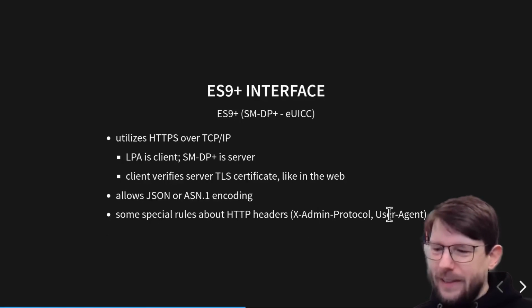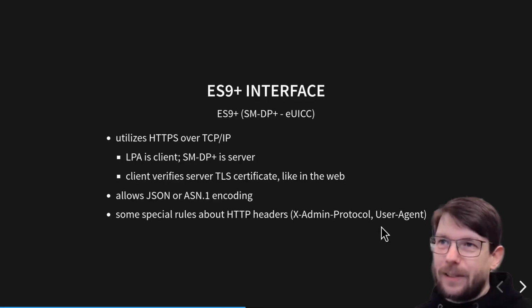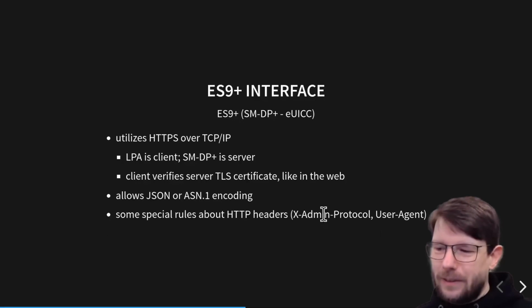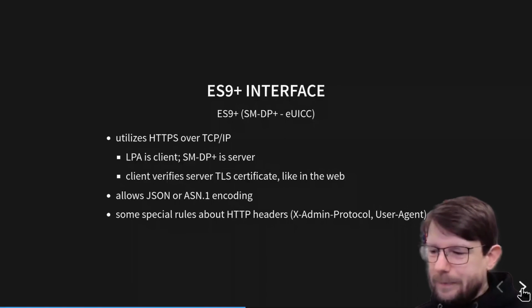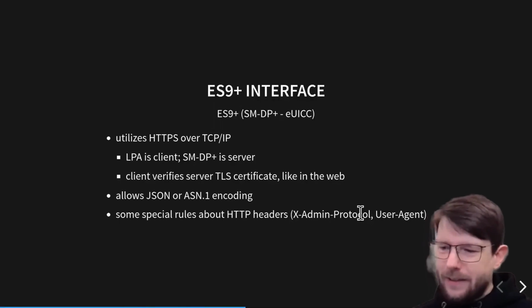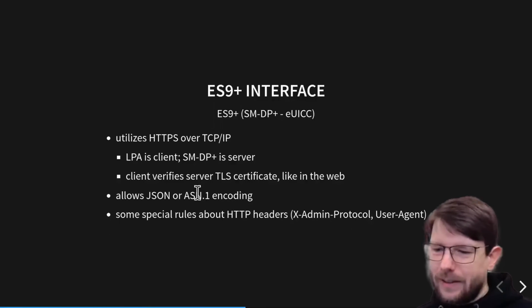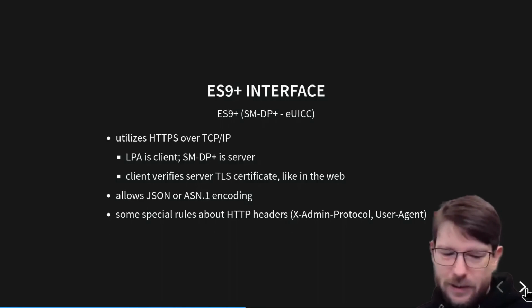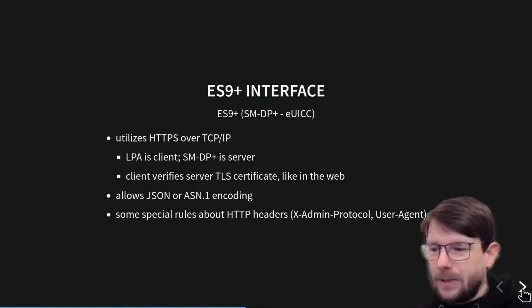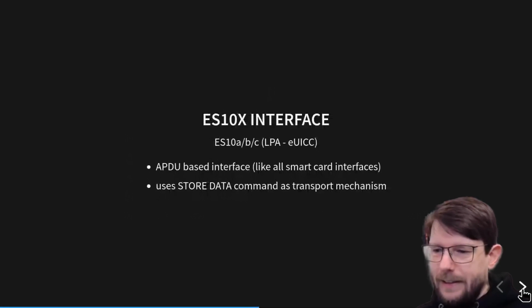So there are some additional rules that you won't see in normal HTTP usage about headers. There's a specific xadmin protocol header that must be present and must have a specific value for both the request and the response. And also the user agent header is specified in a certain structure. And some other bits. Also content type is restricted. There's only two content types permitted, one for the JSON, one for ASN1. But apart from that, it's HTTP 1.1, specifically no HTTP 2 in this context.